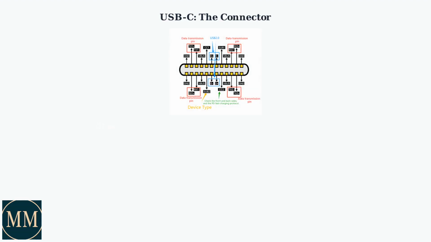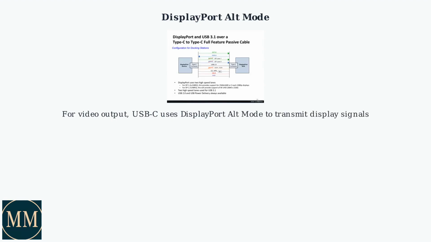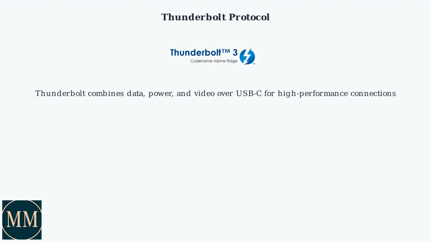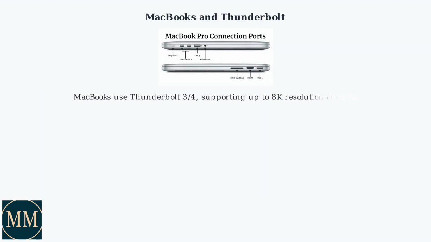USB-C is the physical connector that enables connections, but it relies on specific protocols to function properly. For video transmission, USB-C relies on DisplayPort Alt mode, which carries display signals over the same connector. Thunderbolt is a powerful protocol that handles data, power, and video simultaneously over USB-C connections. MacBooks utilize Thunderbolt 3 or 4, enabling high-resolution displays up to 8K at 60 frames per second.